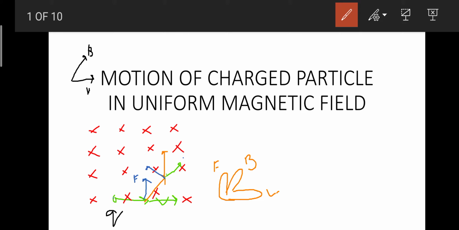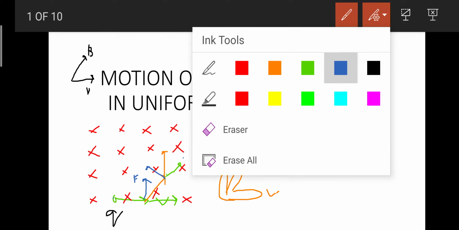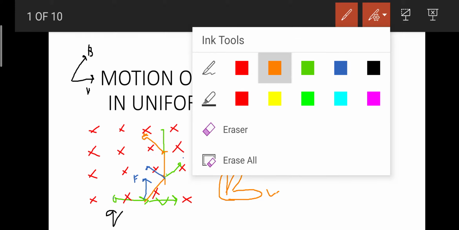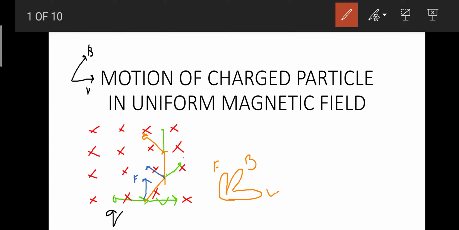Now what is going to happen at the next step? This charged particle should move in this direction, right? But it is not going to happen. This charged particle is going to move in this direction, having velocity v. Why does it happen? It happens because of the direction of the magnetic force.